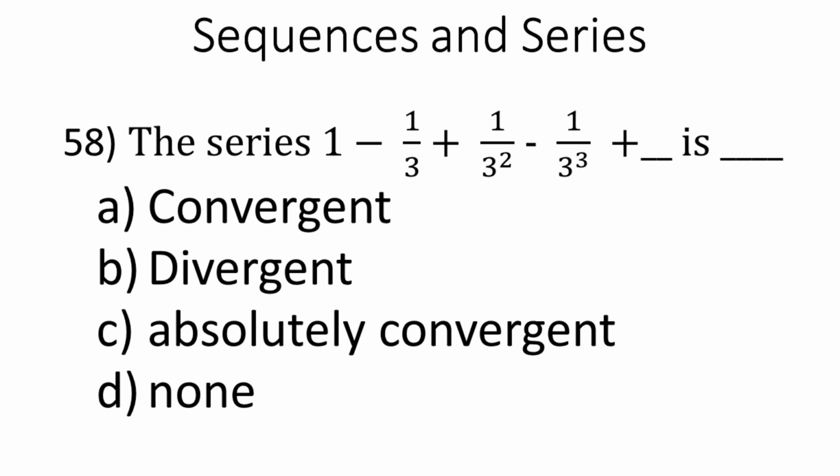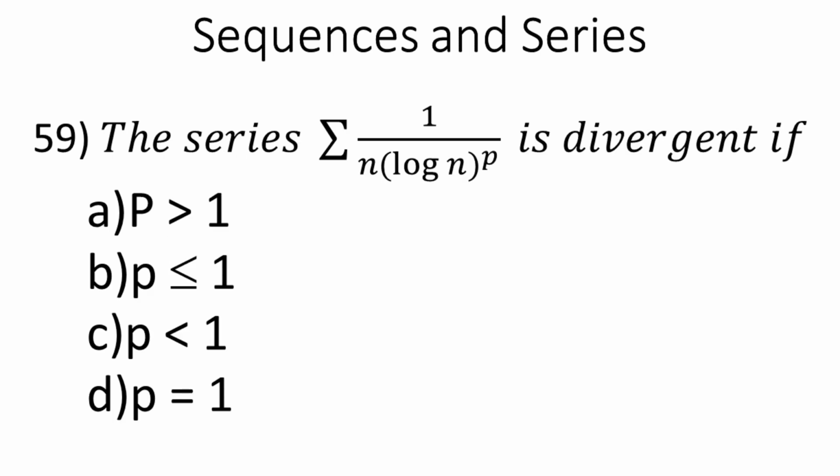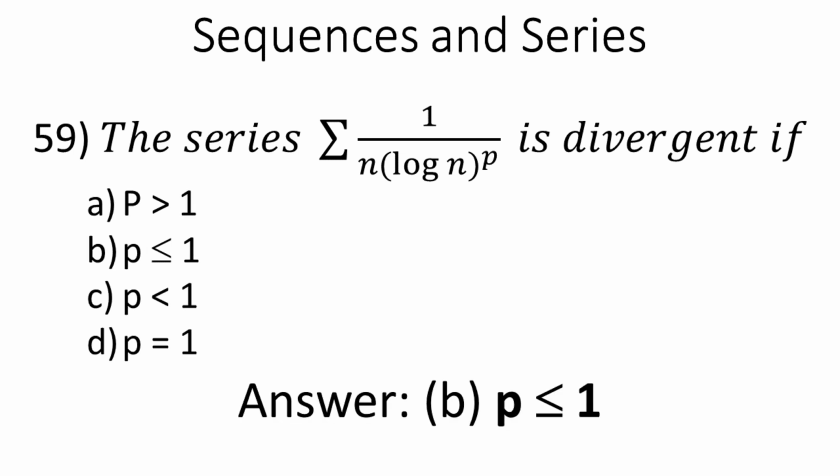Question number 58. The series 1 minus 1 by 3 plus 1 by 3 square minus 1 by 3 cube plus etc. Here the answer is absolutely convergent. Question number 59. The series sigma 1 by n log n power p is divergent if dash. So here we use Cauchy's condensation test, and the answer will be p less than or equal to 1.